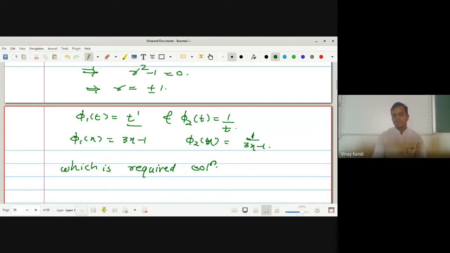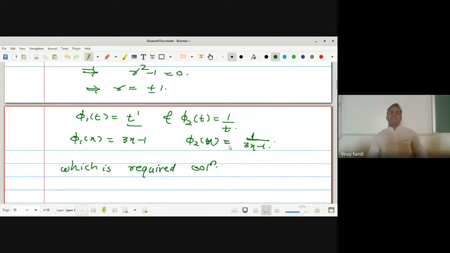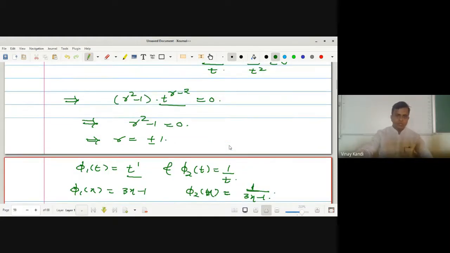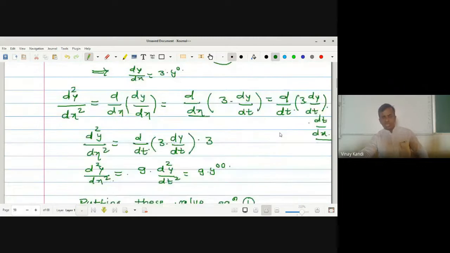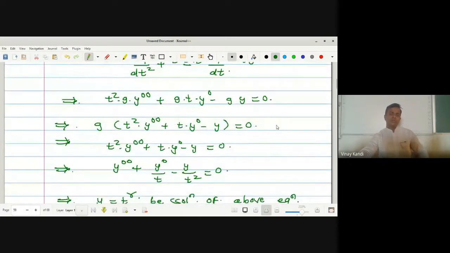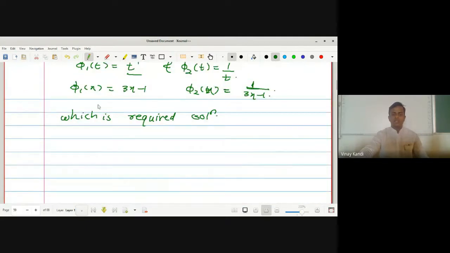Any doubt? No, sir. Prove linearly independent: take c1 into phi 1 plus c2 into phi 2 equal to 0 and differentiate. But we have to find the two linearly independent solutions, so there is no need to prove anything. Any two solutions given this way are always linearly independent. Phi 1 and phi 2 are always linearly independent. Any doubt up to here?